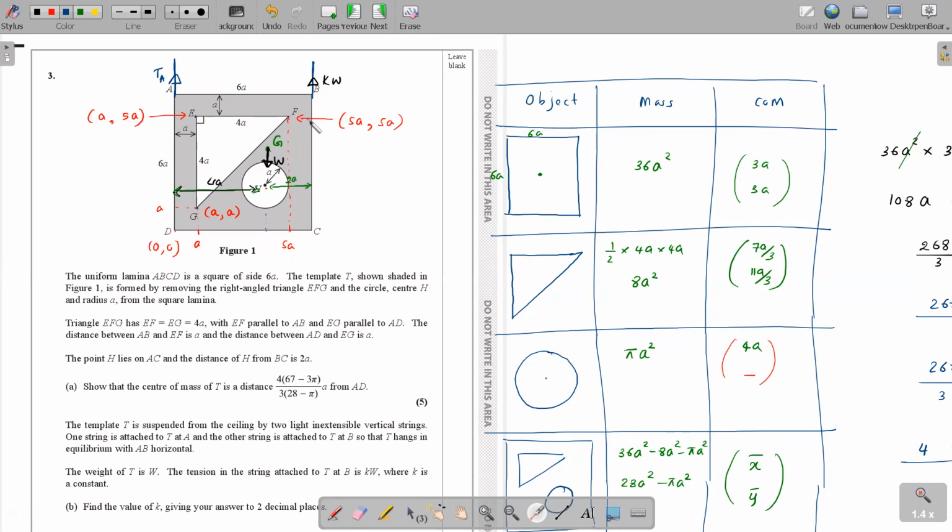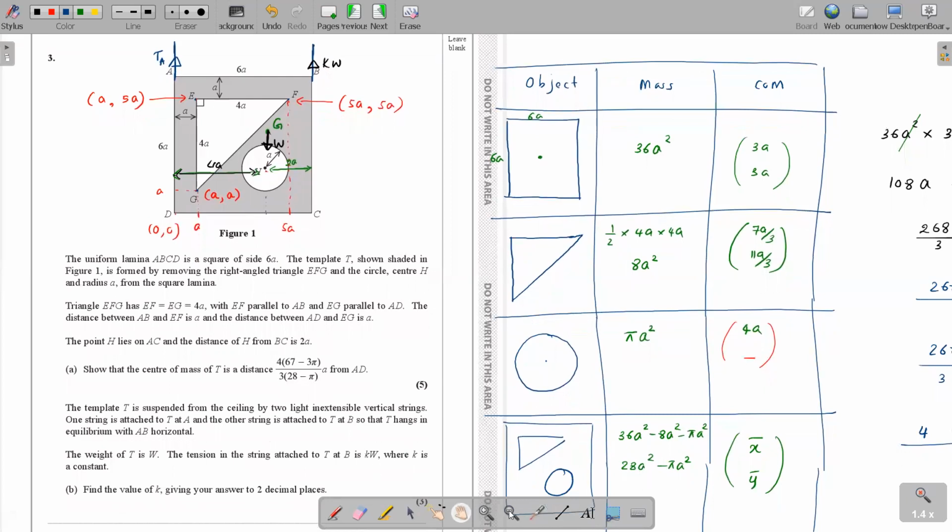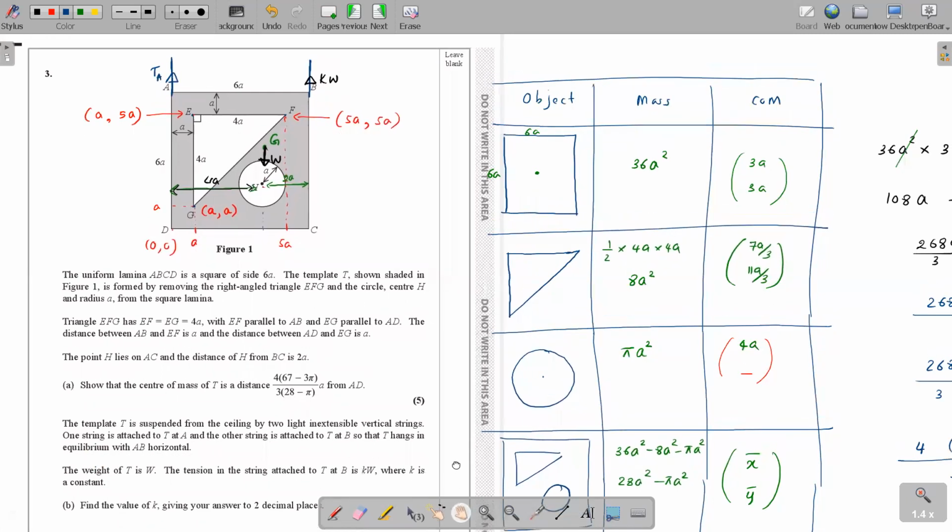Something that you do in M1 for a system in equilibrium. What do we do? There's something else that we do. The system is in equilibrium. With AB horizontal, it's in equilibrium. In M1, what's the thing we do?